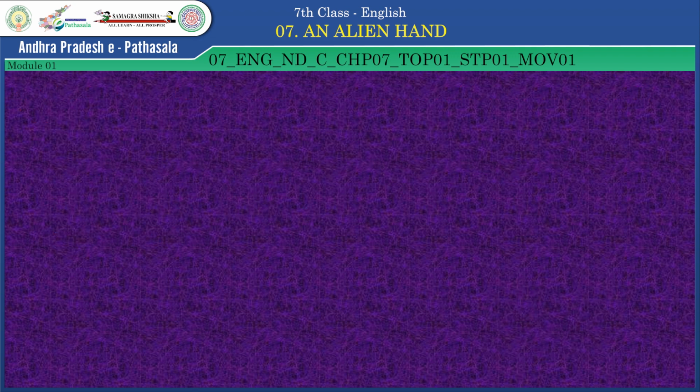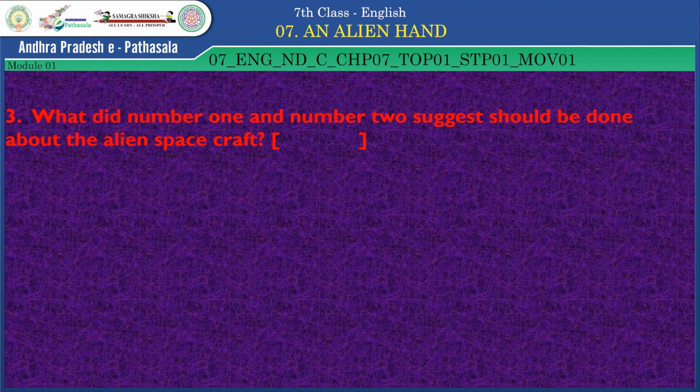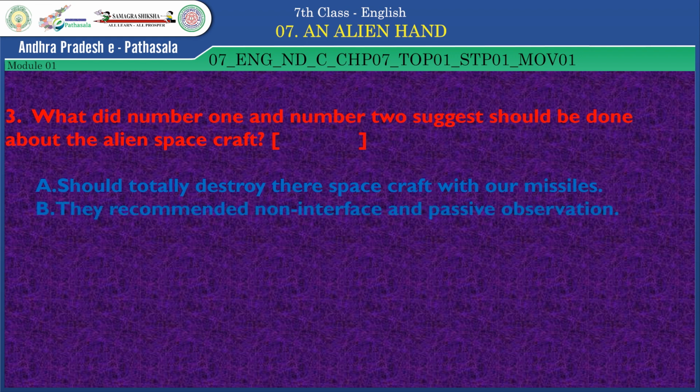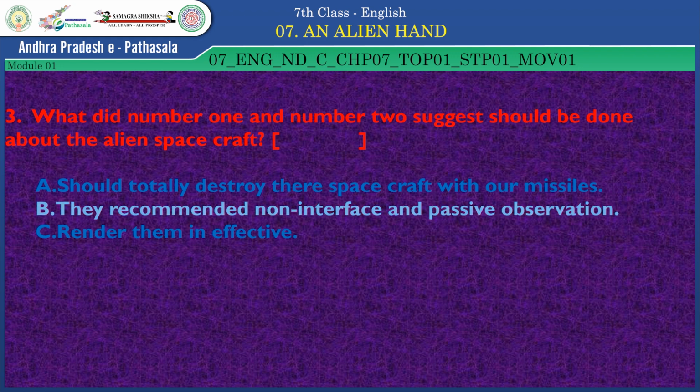Question number 3. What did number 1 and number 2 suggest should be done about the alien spacecraft? Option A. Should totally destroy the spacecraft with our missiles. Option B. They recommended non-interference and passive observation. Option C. Render them ineffective. Which one is the correct answer? Can you say? Yes, you are awesome. The correct answer is option B.